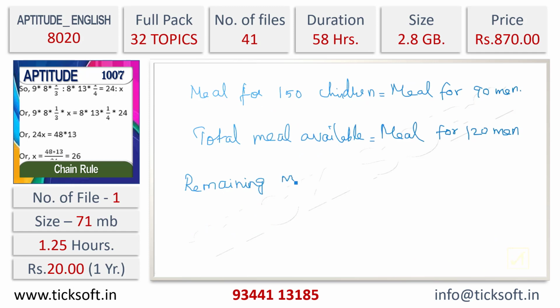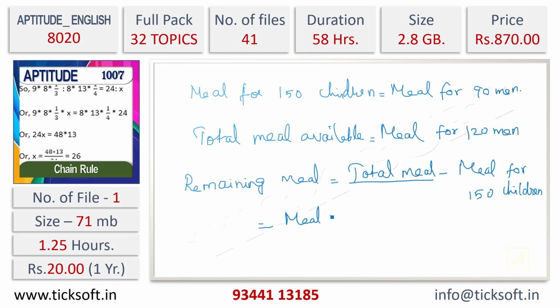The remaining meal will be equal to the total meal minus the meal for 150 children. That is, if we subtract the meal that has been taken by the 150 children from the total meal available, then we will get the remaining meal, isn't it? So here we already know that the total meal available is the meal for 120 men. So instead of this total meal we have substituted its equivalent value, the meal for 120 men. And at the same time we know that the meal for 150 children will be equal to the meal for 90 men. So instead of this we can substitute the meal for 90 men.